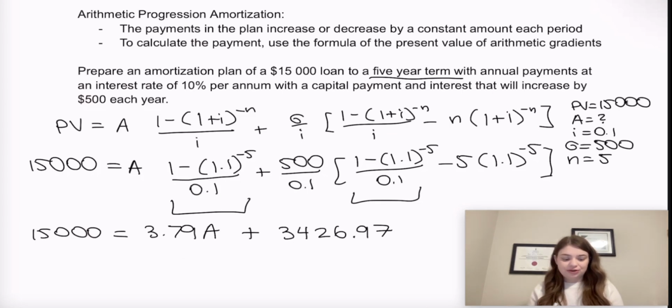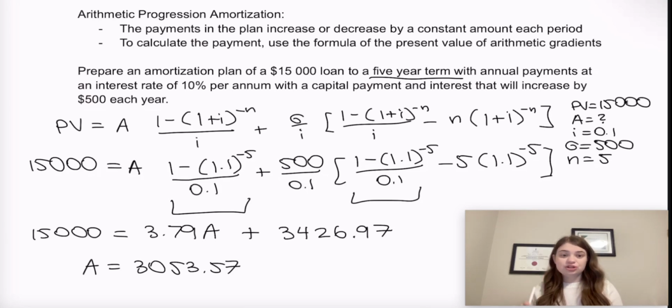This is just a standard linear equation. We first need to subtract $3,426.97 from both sides. So let's do that. And then we need to divide both sides by 3.79, so we could just do that all in one step. I think at this point in our math career, that's probably fine. So therefore, A is equal to $3,053.57. So there we go.